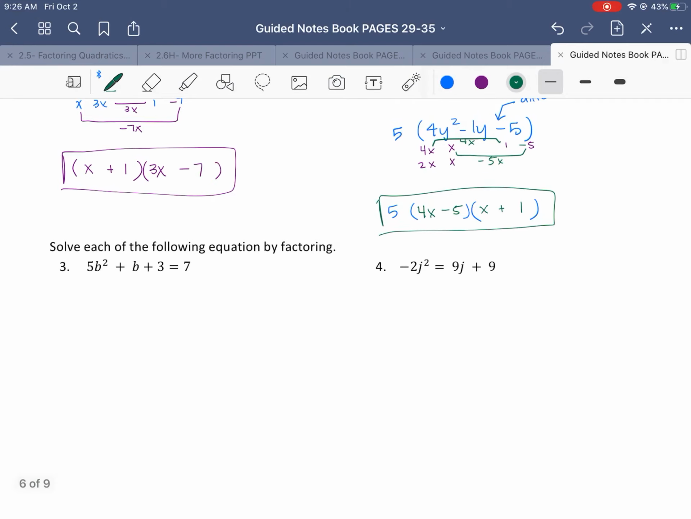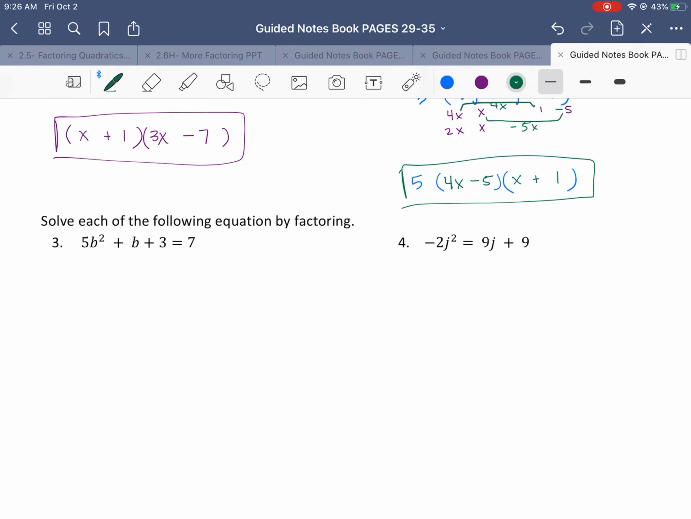Okay, now if we're solving by factoring, we're doing the same thing. You're just going to state the solutions there at the end. So again, you have to follow those steps that we recalled at the very beginning of this lesson. So we're going to first set it equal to 0, right? Always set equal to 0.